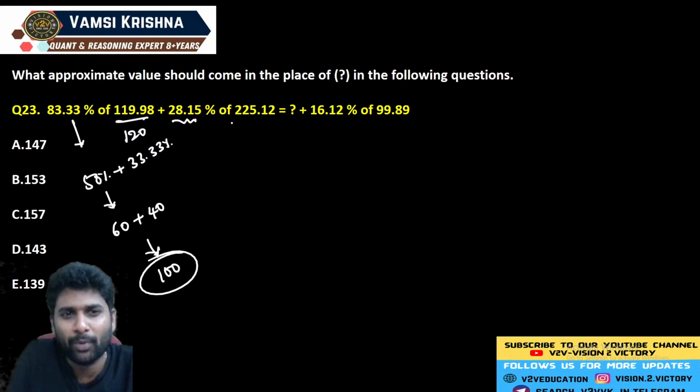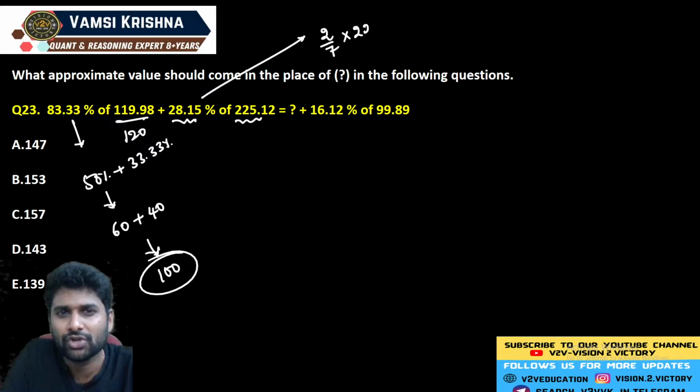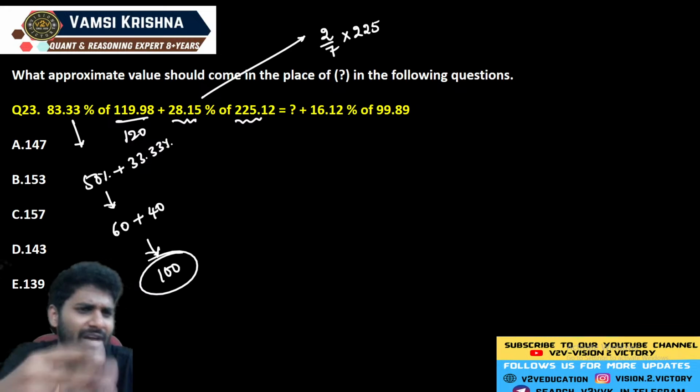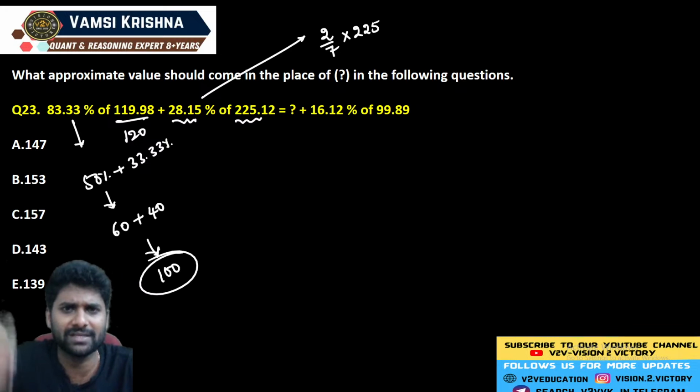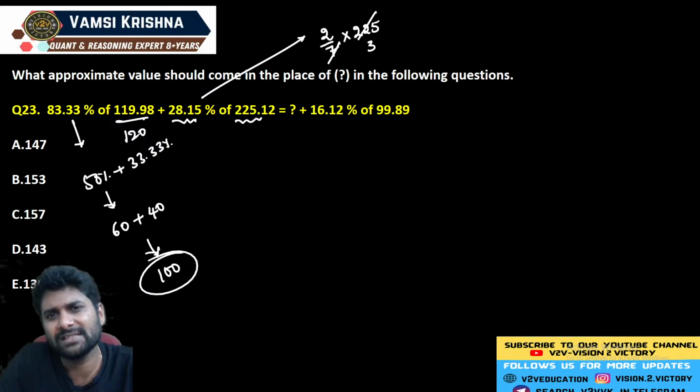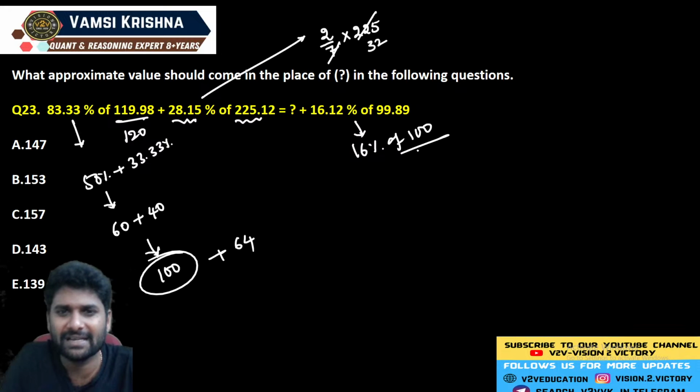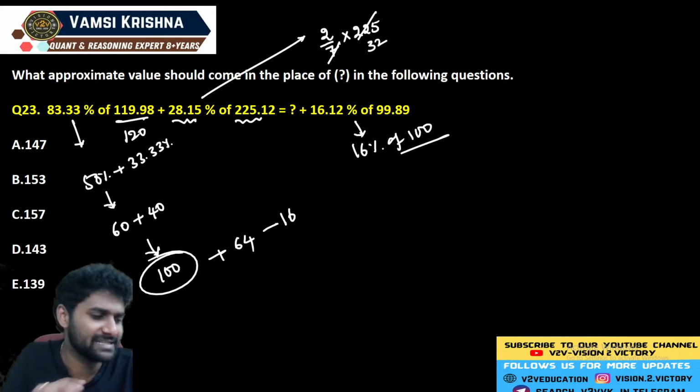Now 28.15 percentage of 225. Guys, 28.15, you can take 2 by 7th of this value, 225 or 6, anything is okay, guys. Why? Because 2 by 7th value is equal to 28.56. So for 28.15, we are doing the approximation, right? You can take it in this way. So 7 twos are... 32 twos are 64. You can take it as 64. Now what about 16? It's 16 percentage of 100. Take 16, guys, just subtract 16. If you take the other side, it's a subtraction symbol.